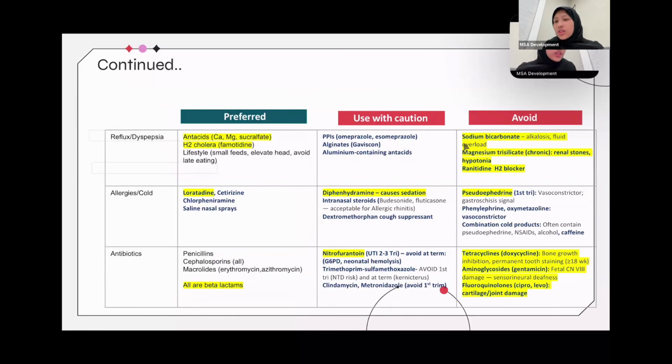But avoid sodium bicarb. Sodium bicarb is not always good for pregnancy because it can cause alkalosis and fluid overload. And magnesium, so magnesium alone is good. If you elongate that name, magnesium trisilicate, don't use it because it can cause too much iron, too much salt, can cause stones and hypotonia, so don't use that. Another H2 blocker, but it's off the market, so you will not see that anymore. Ranitidine, it ran away from the market. It's not there, do not use it.